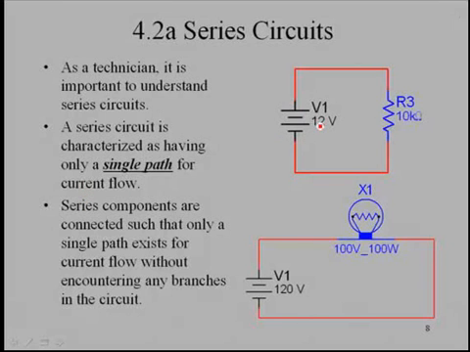And so here we have a source of EMF, and we have a component connected. And down here we have a voltage source, and we have a component connected, in this case a light bulb. But in both these cases there is only one path for current flow. There's only one way that current can flow. There's no alternative paths. There is only one path, and that makes this a series circuit. Series components are connected such that only a single path exists for current flow without encountering any branches in the circuit.